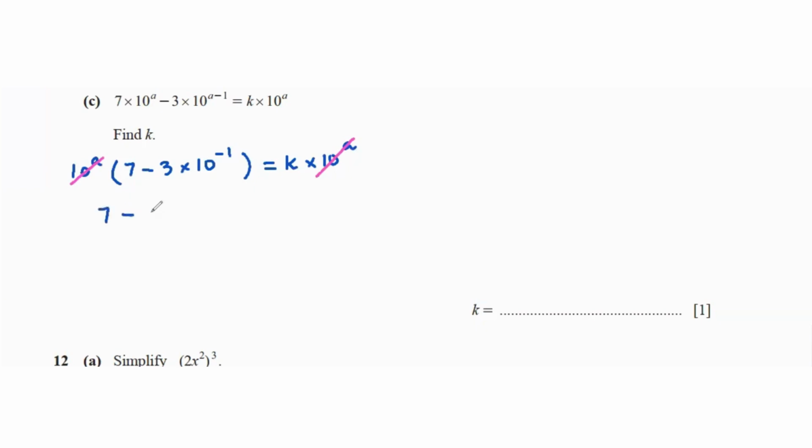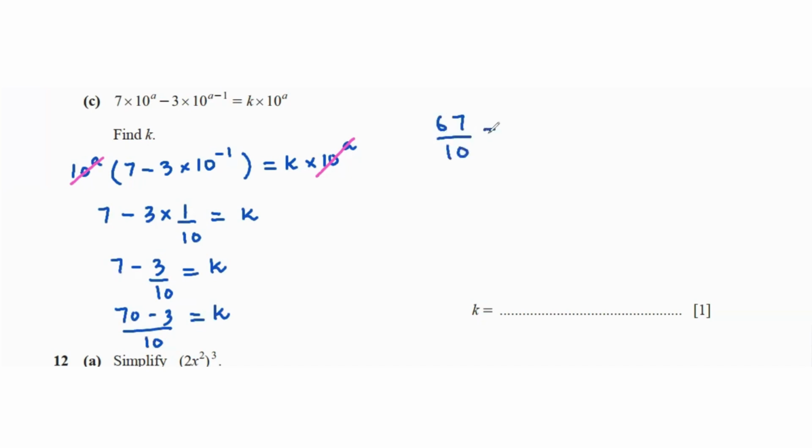So 7 minus 3 times 1 over 10. I rewrote 10 to the power of negative 1 as 1 over 10, equals k. 7 minus 3 over 10, which is going to be 70 minus 3 over 10 equals k. So that is 67 over 10, which is 6.7. That is your value of k.